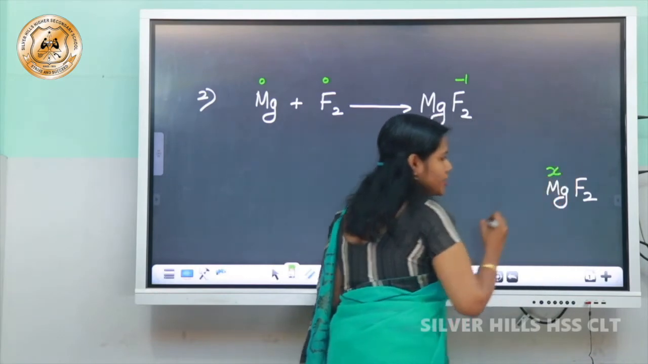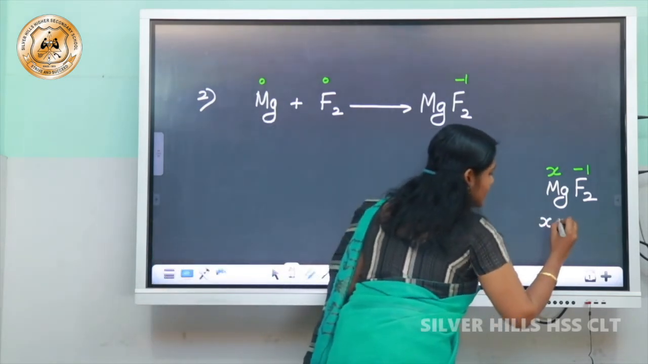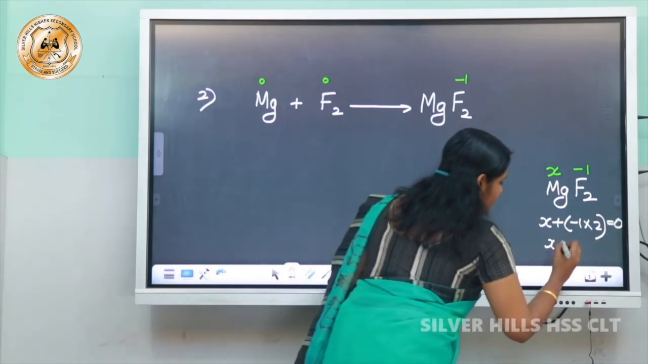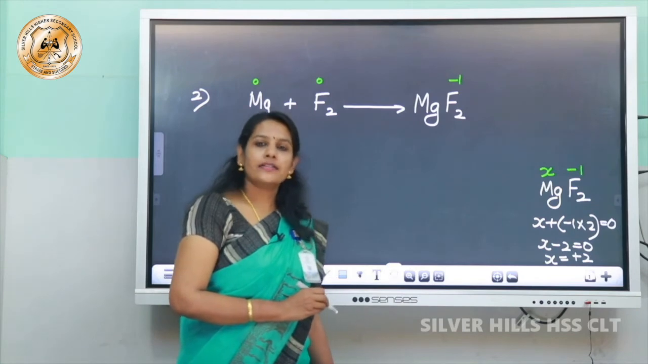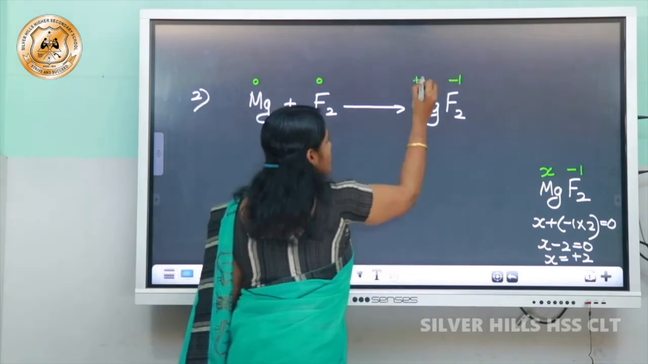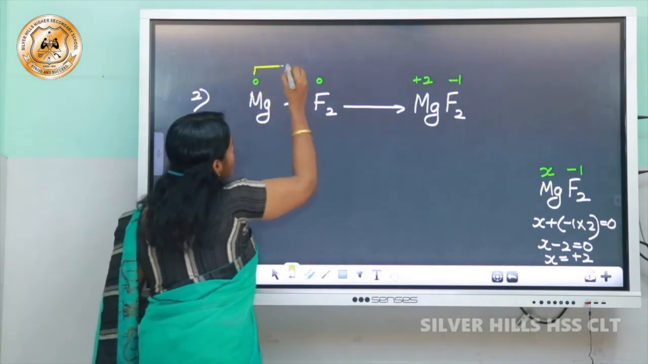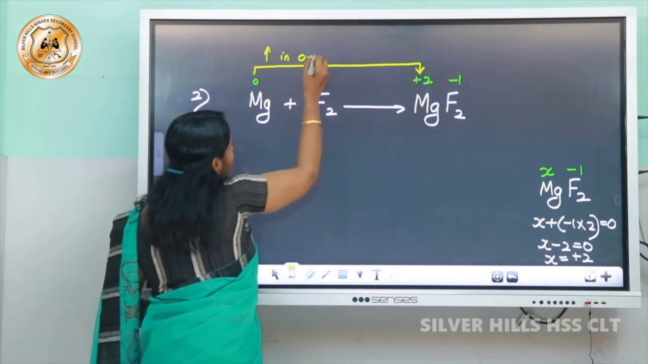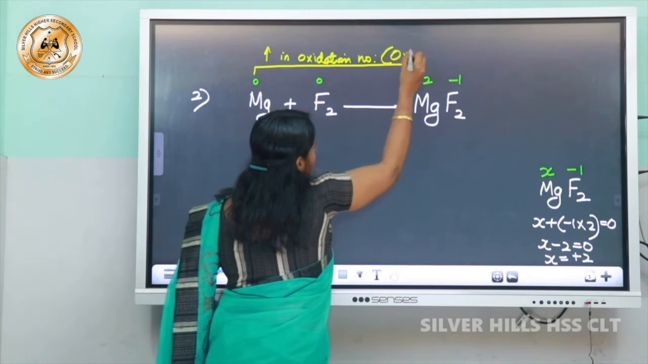Let the oxidation state of magnesium be x and fluorine is minus 1. So we have x plus (minus 1) into 2 is equal to 0. x minus 2 is equal to 0, x is equal to plus 2. We have already studied that the sum of the oxidation numbers of atoms of all the elements in a compound is equal to 0. So for magnesium, it is plus 2. Here, magnesium 0 becomes plus 2, so there is an increase in oxidation number. That is oxidation.